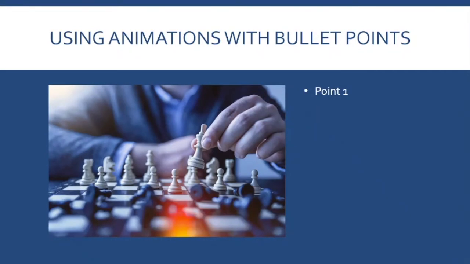And this is a really good approach to use to keep people on point, to prevent your audience from reading ahead. And we would recommend that you reveal your bullet points one by one. So it's as simple as that, using animations to reveal your bullet points. I'm just going to show you one more thing you can do.